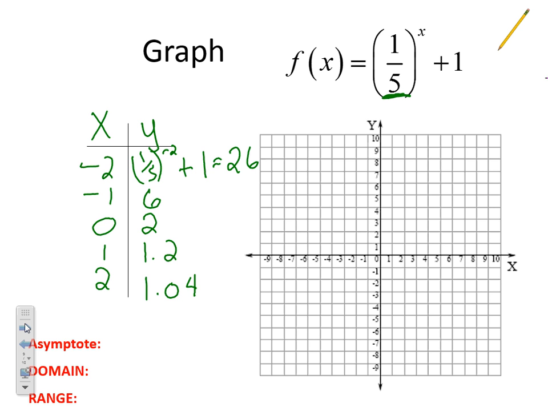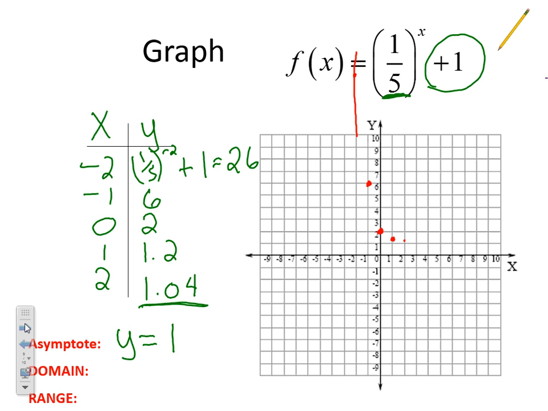So as we see, my asymptote is getting closer and closer, ladies and gentlemen, to what's back here, 1. So my asymptote is y equals 1. Put this on my graph. Negative 2, 26 is way up here off my graph. Negative 1, 6 I can graph, so I'll put that one on there. 0, 2 is right here. 1, 1.2, put it about there. You guys, when there's decimals, just get it close. And then 1.04, it's almost on the line, but not there.